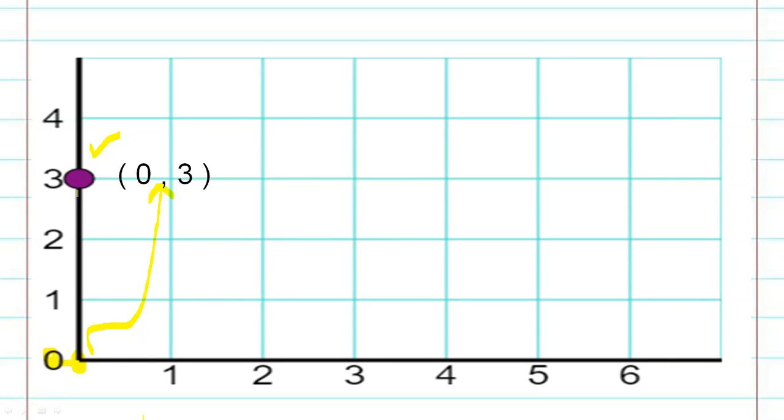So there is no need to move towards the x-axis in this case because that is my point. This point will help you to move in the upward direction. What about this? How much? We have to take 3 steps and then I'll get my final destination. So it will be (0, 3).